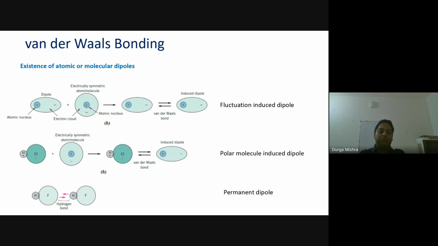Another way is if you have permanent dipoles, like HCl or HF. If you bring two of those similar polar molecules, because they already have some dipole, they will attract. And in this third case, you form something known as a hydrogen bond. This hydrogen bond is a form of van der Waals bonding. This is very useful and very interesting in the context of water.